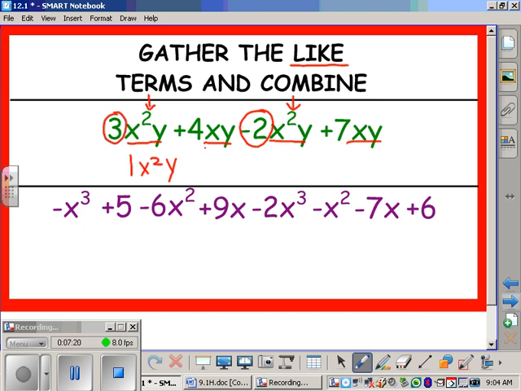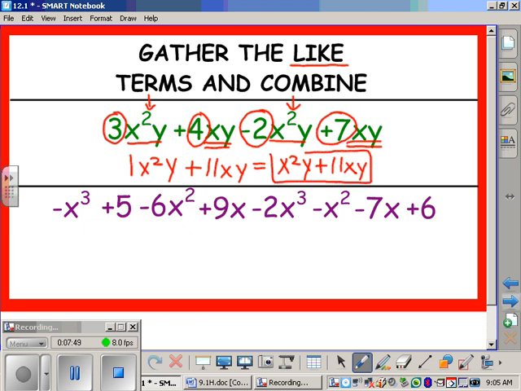Then if you look at the 4xy and the 7xy, their variables match as well. Not only do their variables need to match, but the exponents of their variables as well. So to combine them together, we will simply add the front numbers 4 plus 7, which would give us a positive 11xy. Now, of course, when we write our answer, we do not need to write the 1 in front of the x squared y. So the best way to write the answer is x squared y plus 11xy.